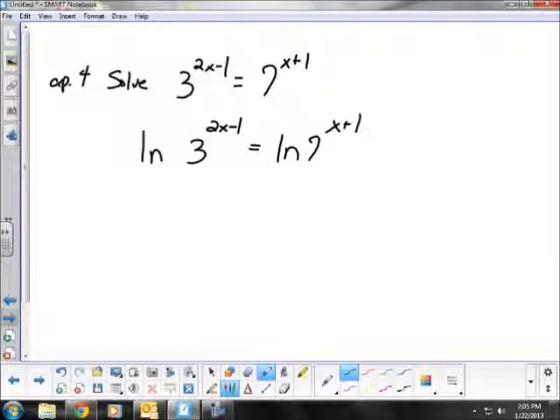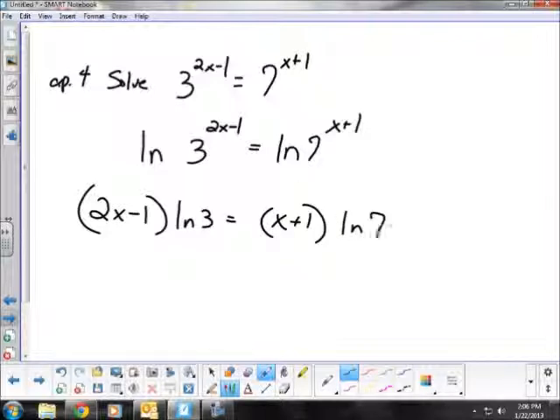I'm just going to take the ln of both sides since I really can't move anything around. I got exponents on both sides. Now what do I do after I take the ln of both sides? I can take those exponents down. So I've got 2x minus 1 times the ln of 3 is equal to x plus 1 times the ln of 7.